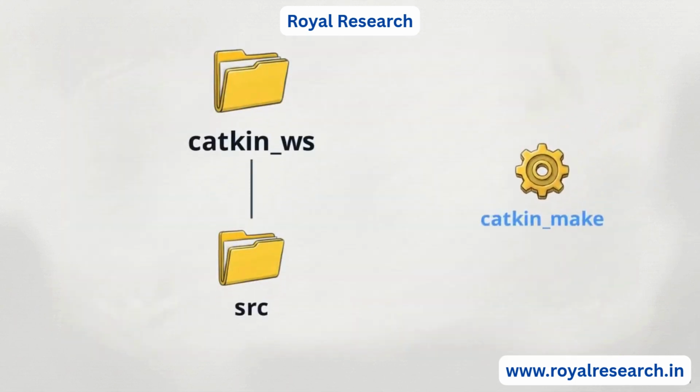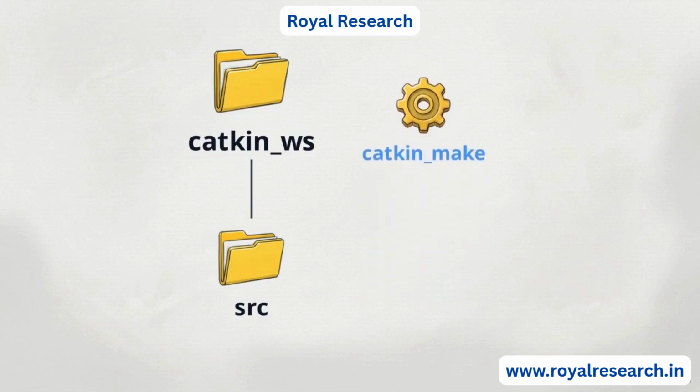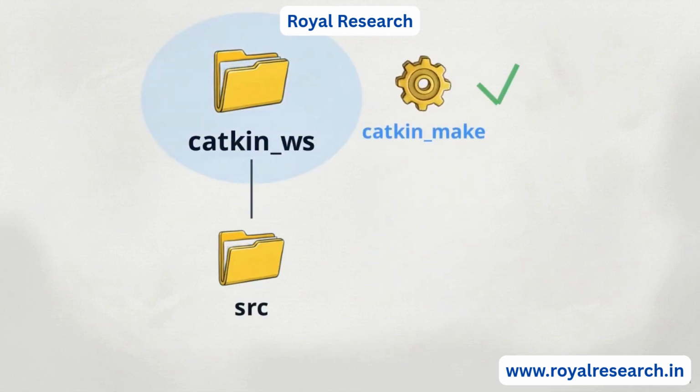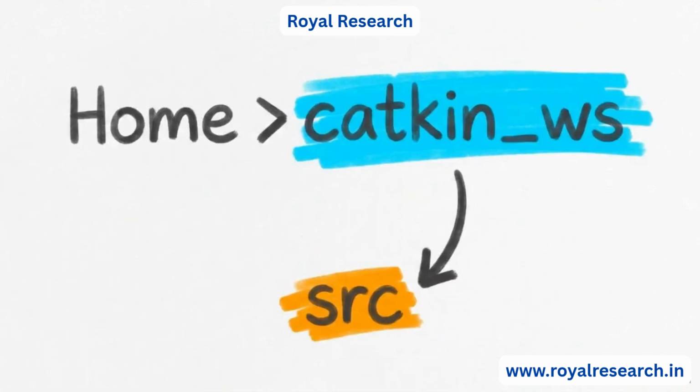A common failure point for beginners is trying to run initialization commands from inside the src folder. Always run catkin_make directly from the workspace root. Executing this initialization command at the root level is the precise step that transforms a standard folder into a recognized, compilable ROS environment. Now that the workspace is active, we need to shift our location down one level.